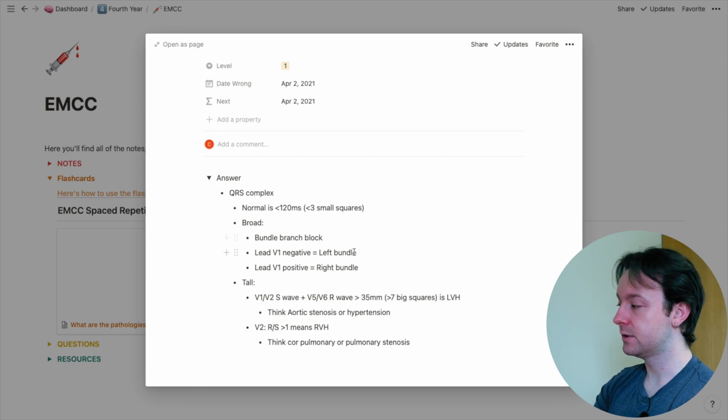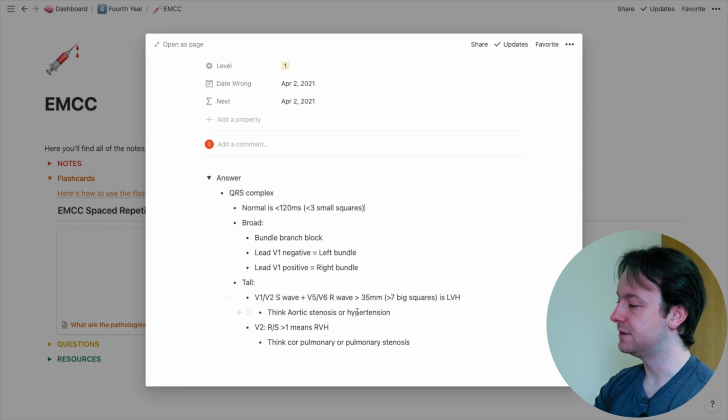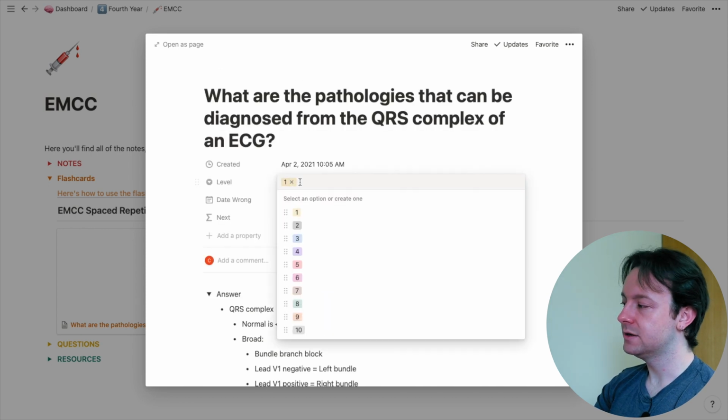And you know whether it's a left bundle or a right bundle, depending on the positivity or negativity of lead V1, which is one of the anterior leads. If you have a tall QRS complex, in that you have a very positive R wave or a very negative R wave, depending how it is, what we can diagnose is either some hypertension, some aortic stenosis, or even cor pulmonale or pulmonary stenosis. So what we're looking at there is how hard the right ventricle or the left ventricle is working. And I feel like I understand that pretty well.